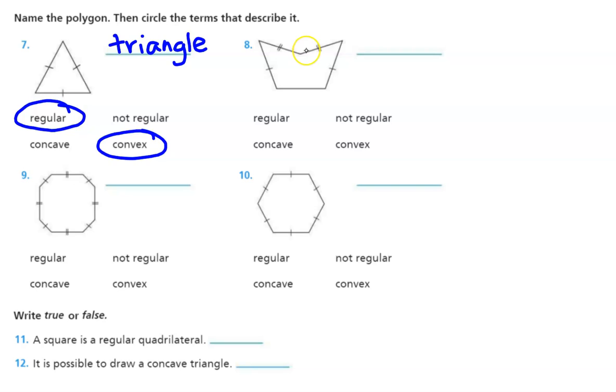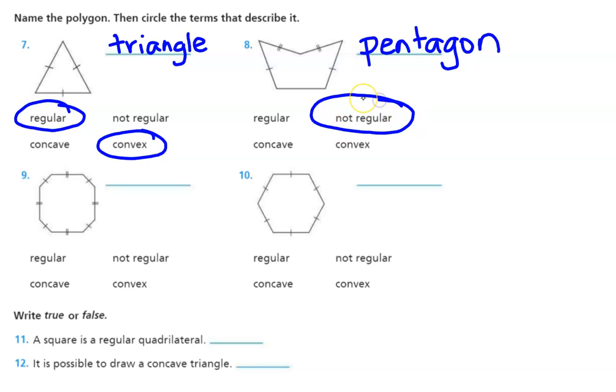Let's move over here to number 8. I've got these 2 sides are the same length, and these 2 sides are the same length, and this side matches none of them. So all 5, let's see, 1, 2, 3, 4, 5. Yeah, all 5 sides would have to be the same. 5-sided shape, by the way. I got ahead of myself. It's called a pentagon. But not all of them are the same. So this is a not regular pentagon.